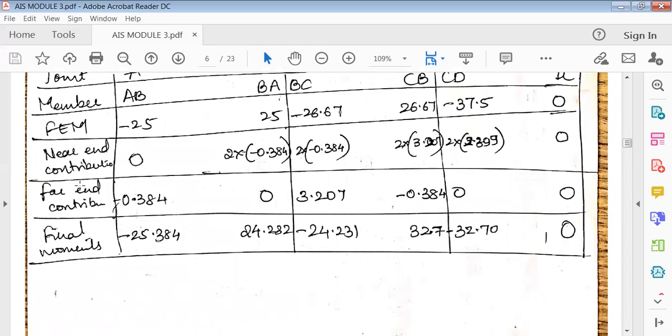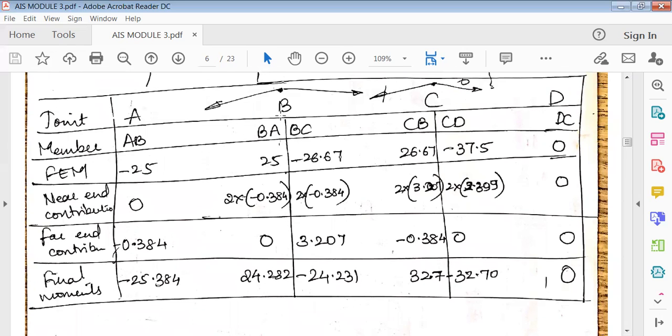Once you get the near end and far end contribution, next is the final moments. So for the final moments, add all of these. B C, C D, and the check here is whatever moments exist in BA and BC, they should be equal and opposite. So it is 24.2, so it's plus, this is minus. Here also it is plus and it is minus. Okay, so this is the check. So these are the final moments.